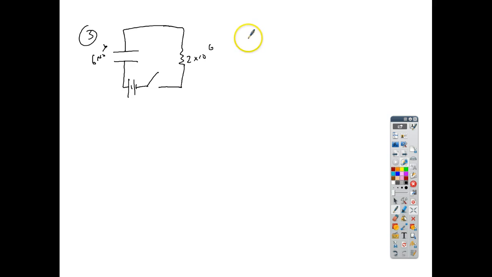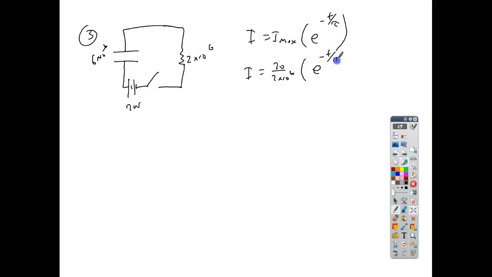24 seconds. Okay, so current. So I'm going to go I equals I max. Since it's decreasing, I'm going to use the decreasing formula, there's e to the negative t over tau. So I've got I equals the maximum, which is going to be at the very beginning. Wait, do I know what the battery is? Oh yeah, it's 20 volts. So this would be 20 over 2 times 10 to the 6th, e to the negative t over 12.